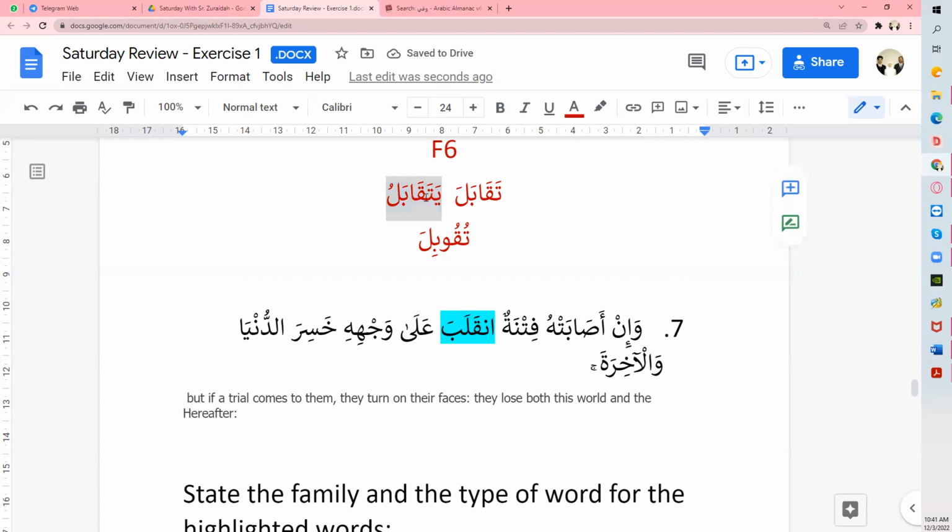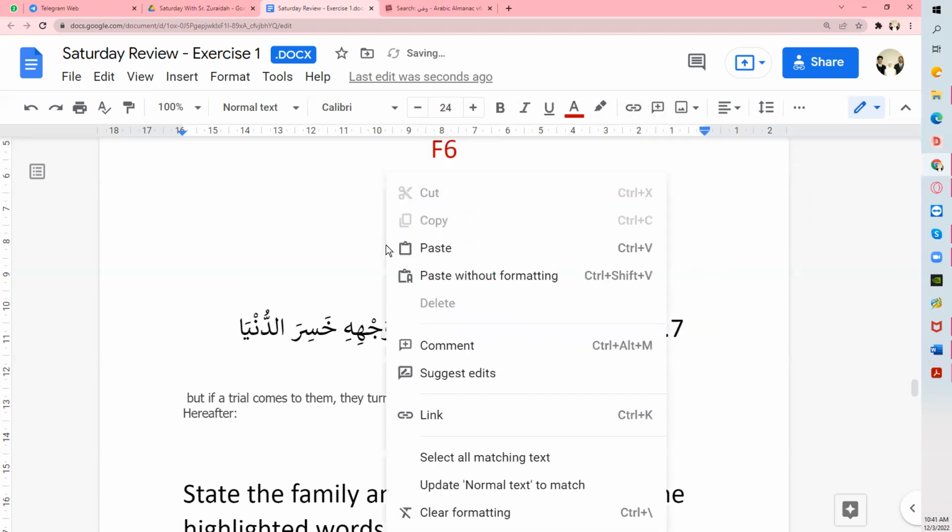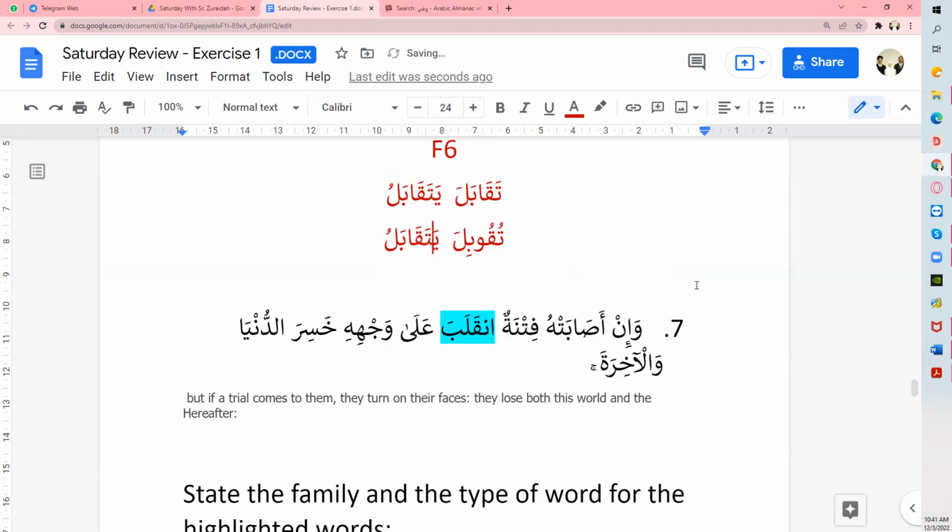Yataqabalu becomes yutaqabalu. It's almost there already. You just change the first part, isn't it? That's it. Yutaqabalu. That's easy because it just changes the front. Everything else falls into the pattern already. Now the difficult part, the masdar.